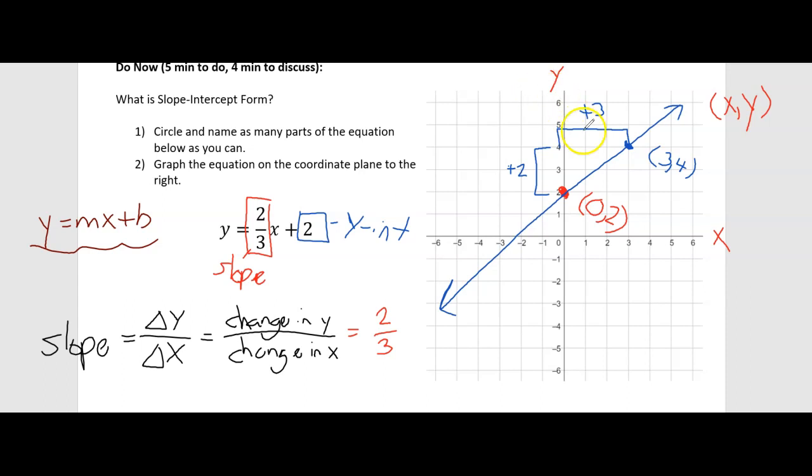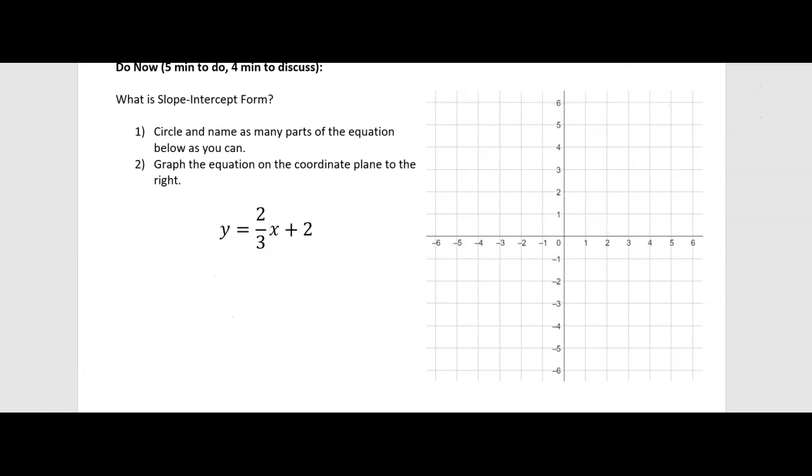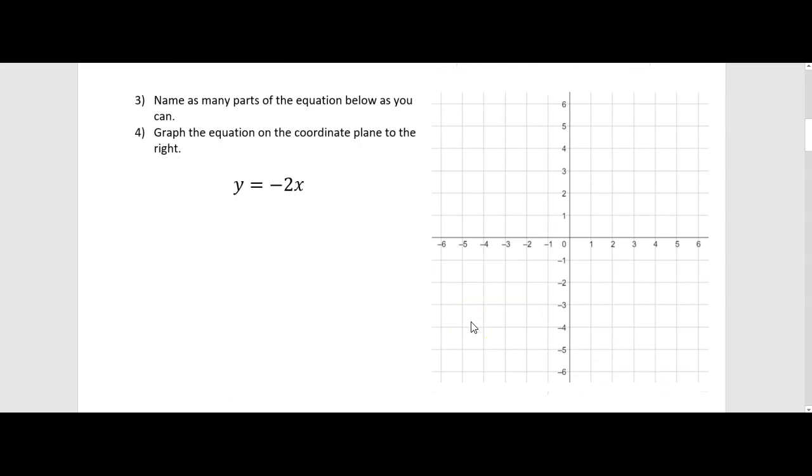Okay, let's look at another example down below. Same idea. You're going to try to identify, in this case, the slope and the y-intercept, and then go ahead and graph it. Okay, so I think we can certainly pick out the slope here. That's going to be our -2.